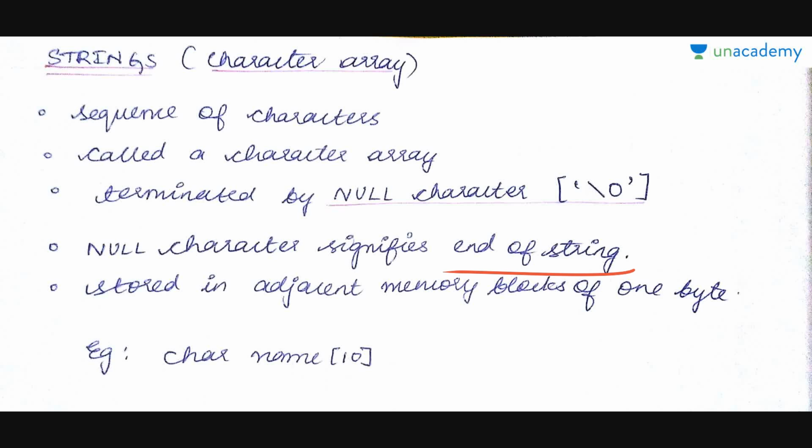Let us see an example. You know how an array is declared, which is the data type followed by the name of the array followed by the size. So here we just have char name of 10. It's character because a string is nothing but a character array.